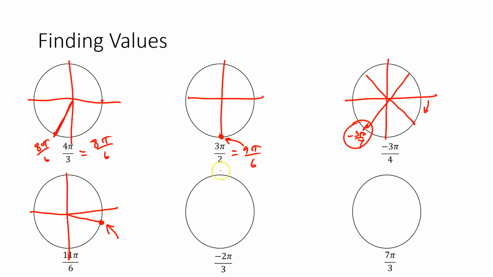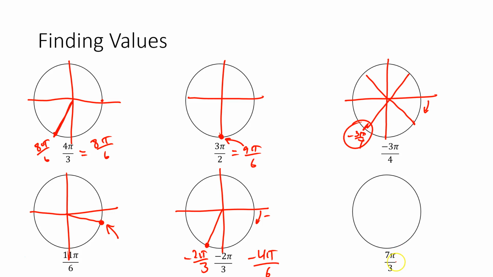Negative 2 pi over 3, got another negative here. So let's see, if we multiply by 2, that would be negative 4 pi over 6. So we're just going to count up to 4. 1, 2, 3, 4. And we go down because it was a negative rotation. So right there is our negative 2 pi over 3.